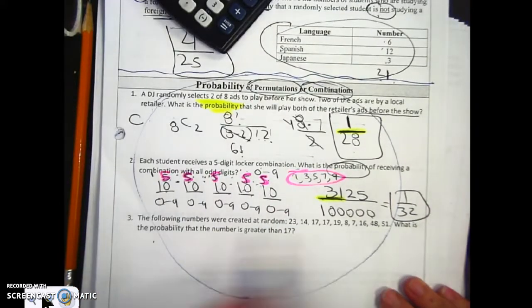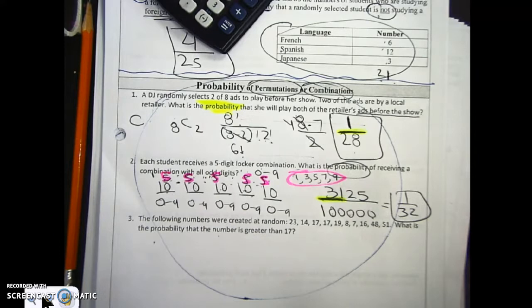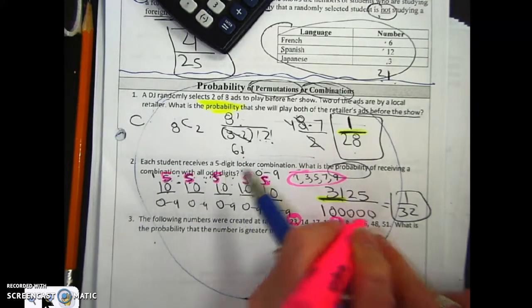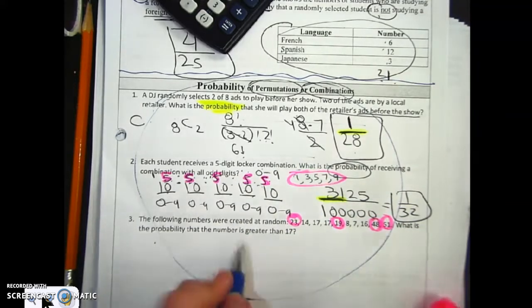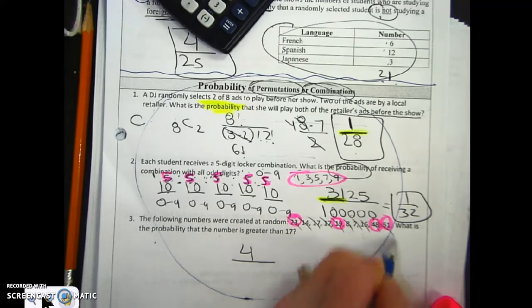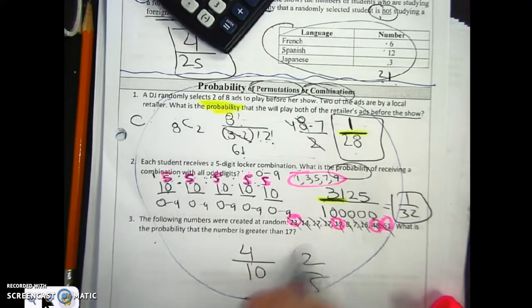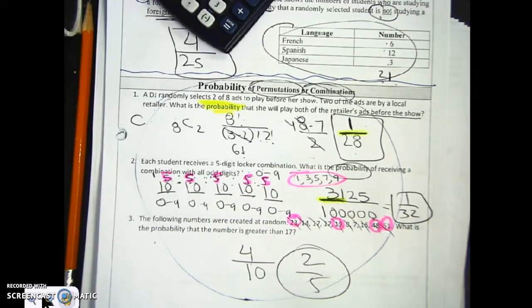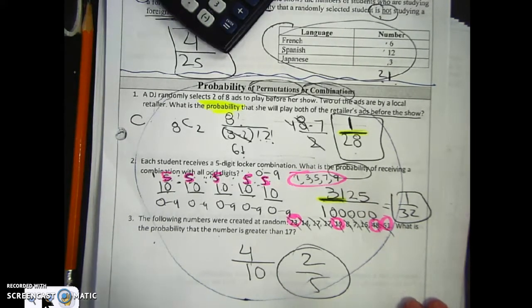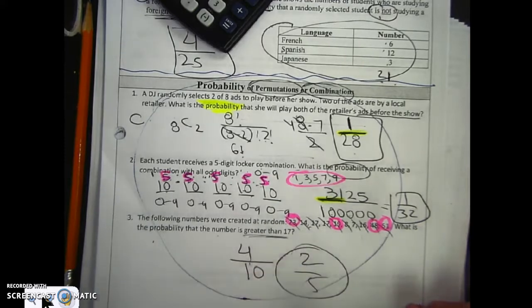The following numbers, what is the probability the number is greater than 17? So greater than 17 is this number, not 17. This number, this number, this number. I circled 4 numbers out of 1, 2, 3, 4, 5, 6, 7, 8, 9, 10. 4 out of 10 simplifies to 2/5, so there's a 40% chance. It's a pretty good chance that you'll pick a number greater than 17. So keep in mind, since it says greater than, 17 isn't included.